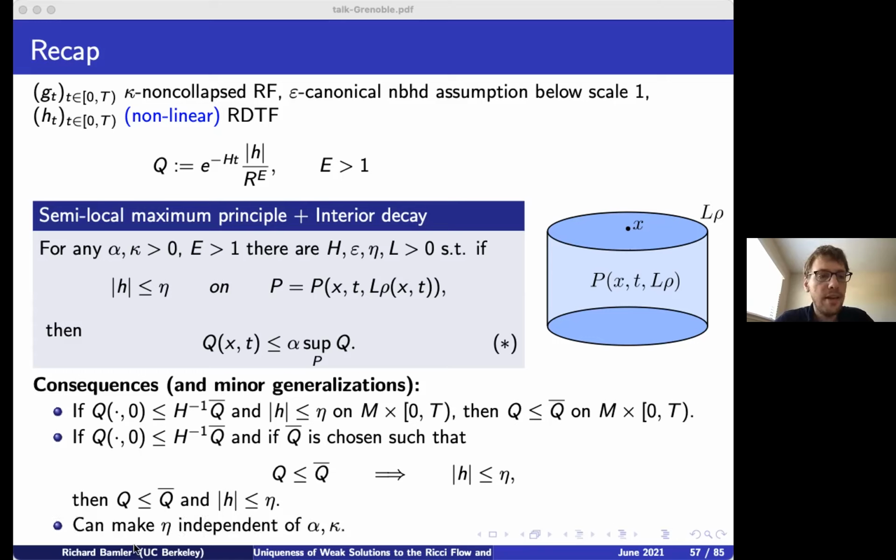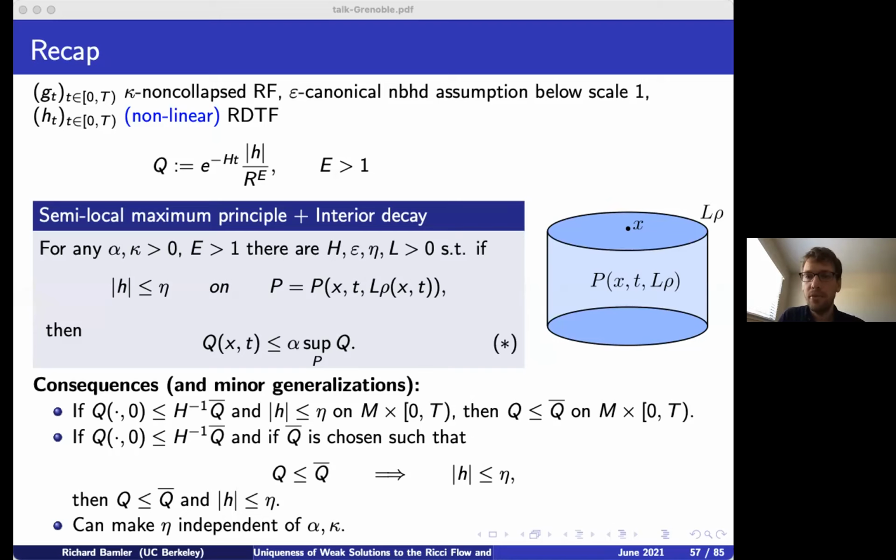And then I also should say that there's a more general statement. The dependence of the constants can be made much more precise, and in particular, for example, we can make eta independent of alpha and kappa, and we can also make H independent of alpha and kappa. So we can often just choose alpha very small, and the only change that occurs here is that L has to be chosen very large. All right, so we'll get back to this principle, and I hope this will make more sense later if this was too confusing. Are there any questions so far?